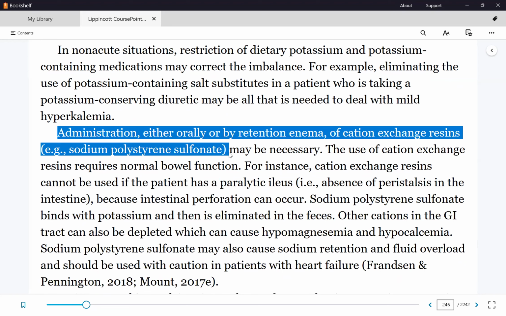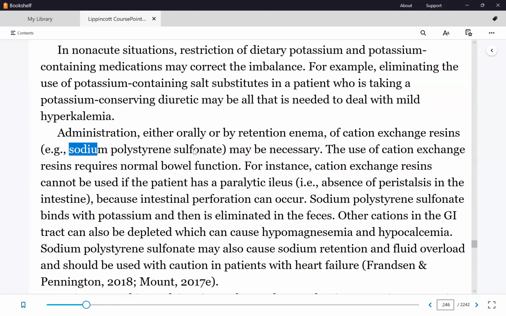FYI, you won't see Kayexalate on the NCLEX. Why? They only use generic names. So forget all the brand names. They won't help you on the NCLEX. NCLEX only uses generic names. So the generic name for Kayexalate is SPS, sodium polystyrene sulfonate.